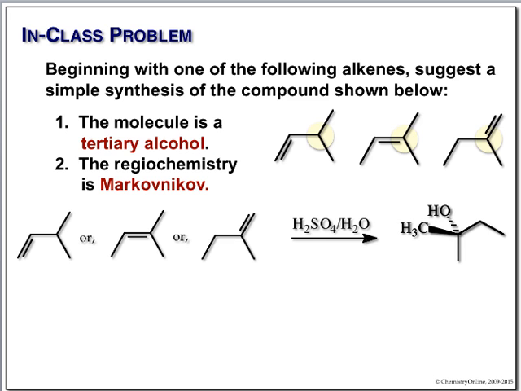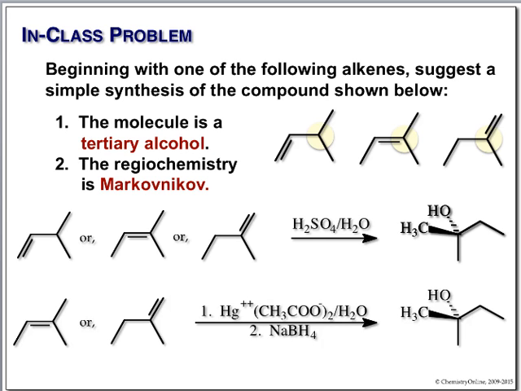Let's do one more with this set. Oh, this is just the more civilized way to do this. Here we have mercury 2 acetate. We reduce it off, again, to make the tertiary alcohol.